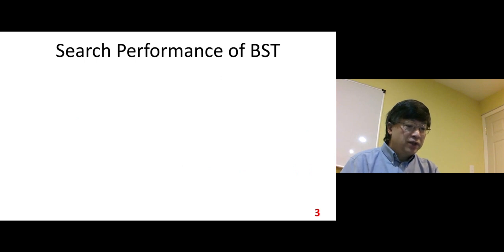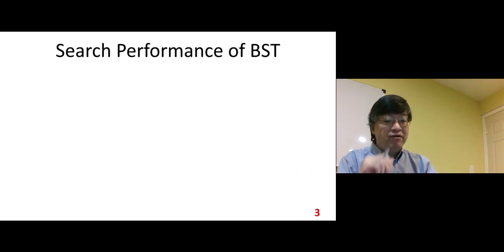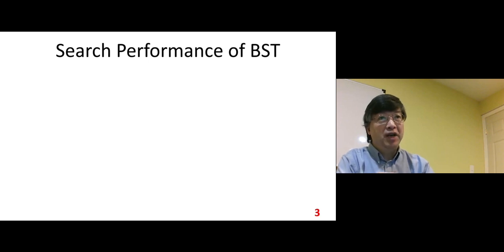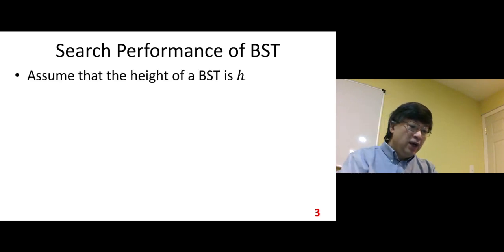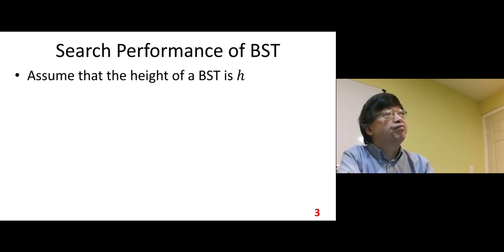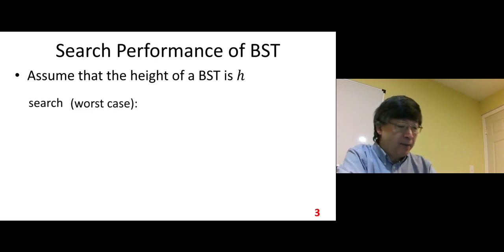Next, search performance of BST. How fast? Because this data structure, BST, binary search tree, supports search operation. The general binary search may not support search operation, but this one supports. So we want to look at the performance of the search operation. Assume the height of this BST is h. Now let's look at the worst case and the best case.